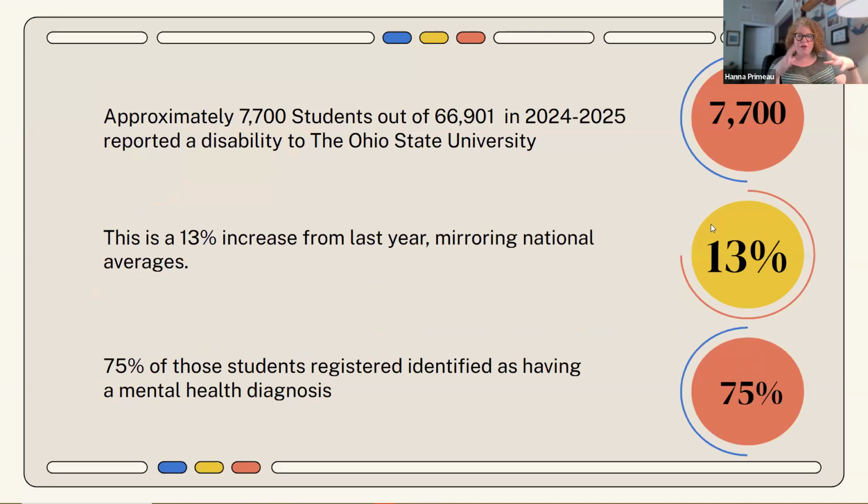So we have given our university as an example for the ways that you can apply these statistics onto your own institution. For the Ohio State University, approximately 7,700 students out of the 66,000 in the 2024-2025 year reported a disability. This is a 13% increase from last year, and this mirrors national averages. And 75% of those students registered as having a mental health diagnosis.